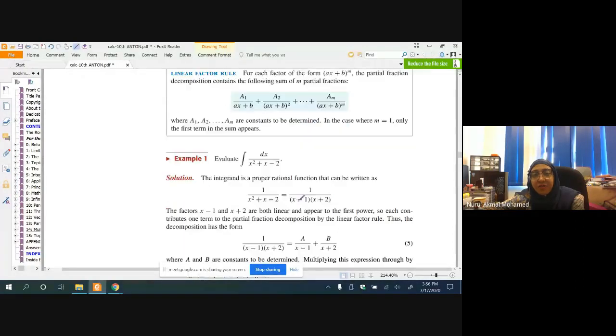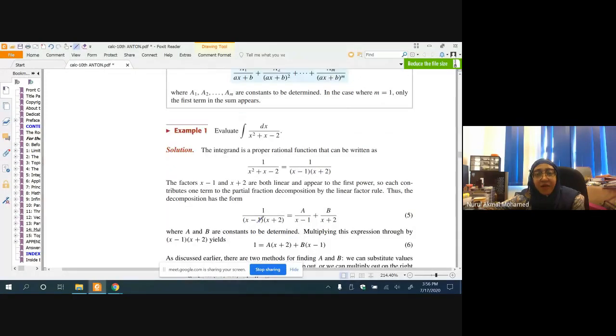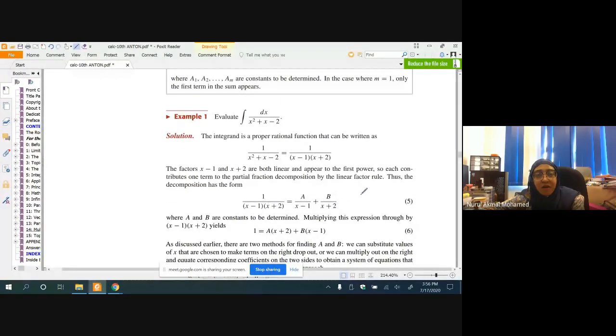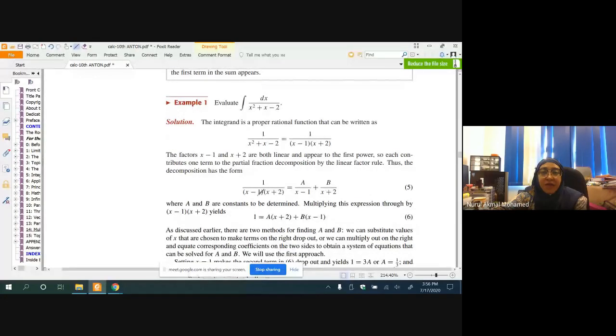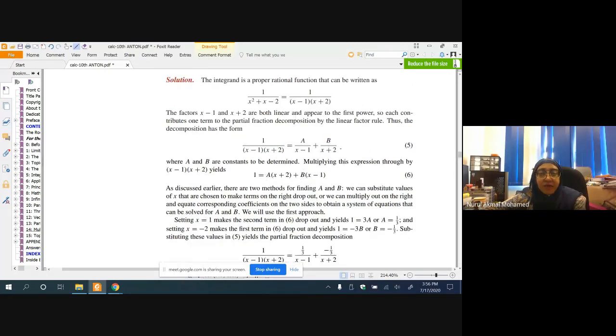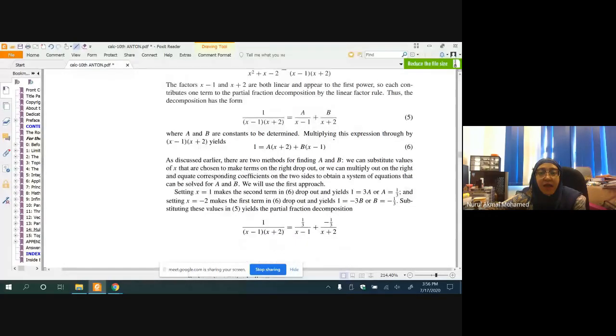But what if you have this? This is linear as well. If you factorize this, you get x minus 1 and x plus 1. Both are linear. For both linear, the coefficients are just A and B, so it is easy for you to solve, because they are both linear. You don't have something like x minus 1 squared here, or x plus 2 squared. So for linear, it is easy for you. The coefficient is just A and B.